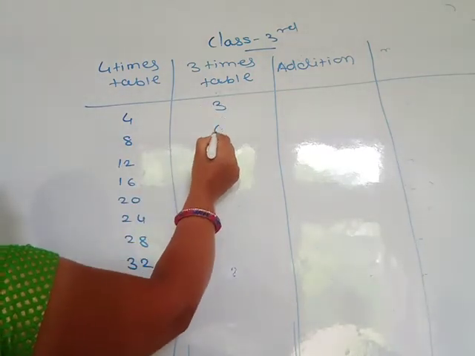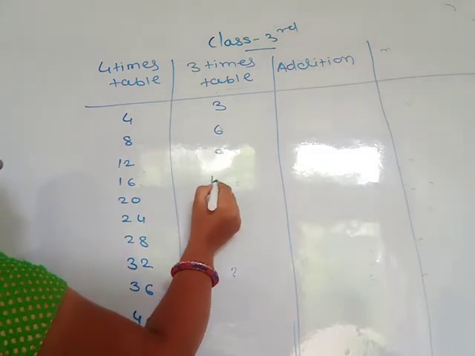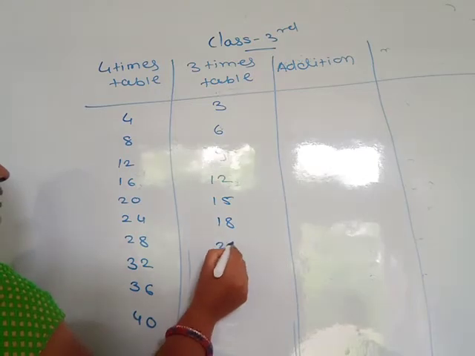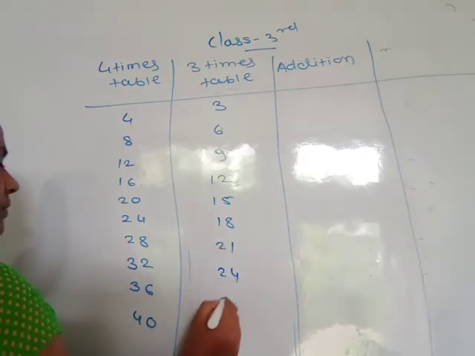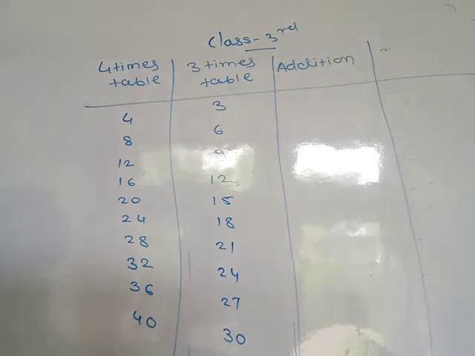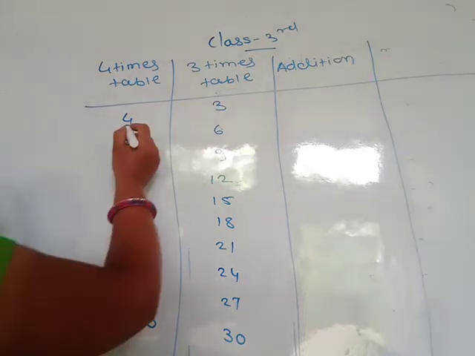3 1 is 3, 3 2 is 6, 3 3 is 9, 3 4 is 12, 3 5 is 15, 3 6 is 18, 3 7 is 21, 3 8 is 24, 3 9 is 27, 3 10 is 30. Then you write here the addition of these two tables.